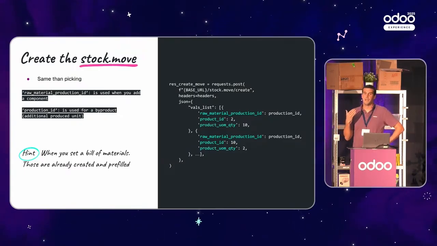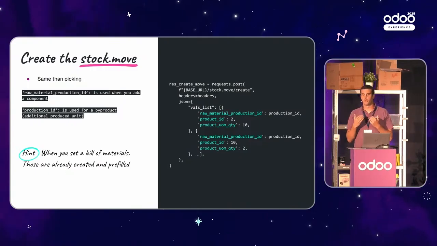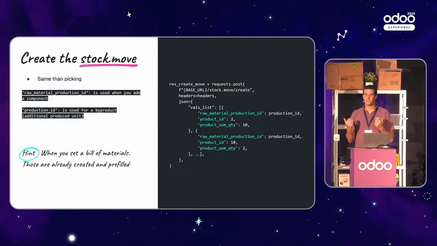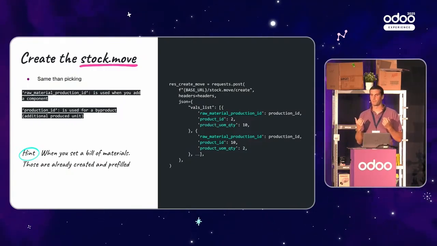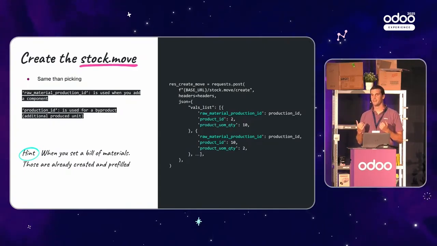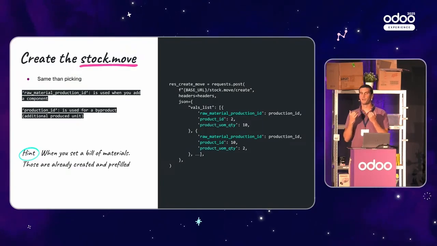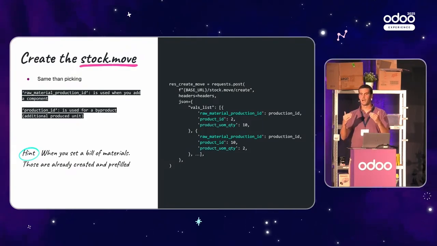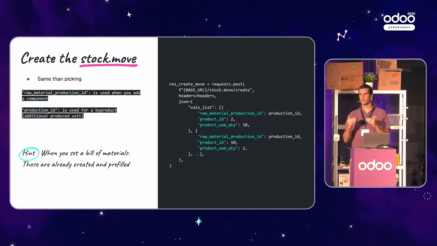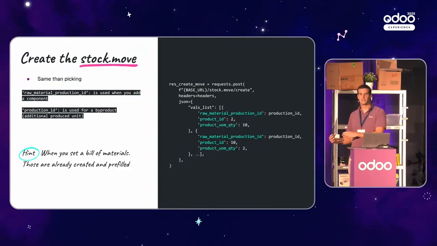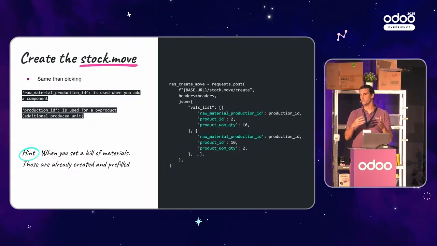You have to be careful. By default, you would say I want to use production ID as a key, but in Odoo it's not made like that. We have two keys: raw material production ID and production ID. The difference between the keys is that raw material production ID means I want to use the stock move as a component, and production ID means I want to use the stock move as a finished product. So if you want to produce more than a pizza, but you also want to produce, I don't know, smoke and stuff like that, then you can create a new move with the production ID key, and it will work.